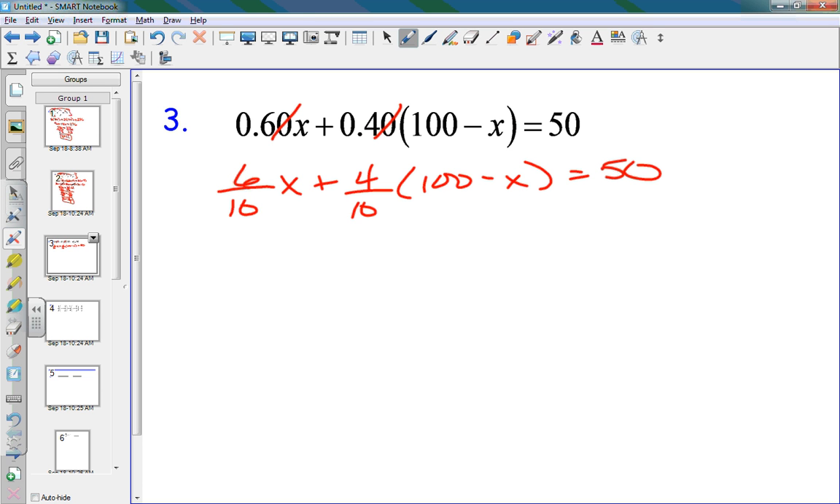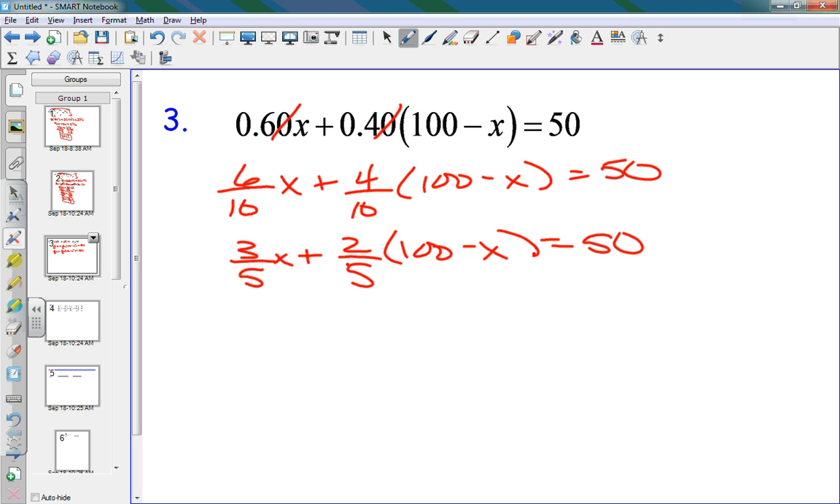Well, I'm very, very surprised because the common denominator would be 10. However, you're going to be dealing with what type of numbers? Larger numbers, aren't you? If we would reduce first, 6 over 10 reduces down to 3/5 x plus 2/5 times 100 minus x is equal to 50. Do you see now what would be my LCD?